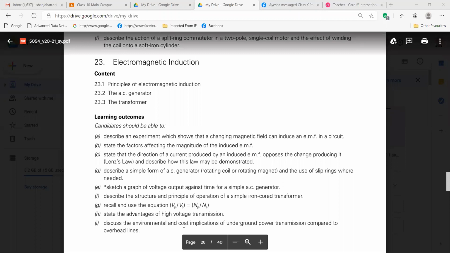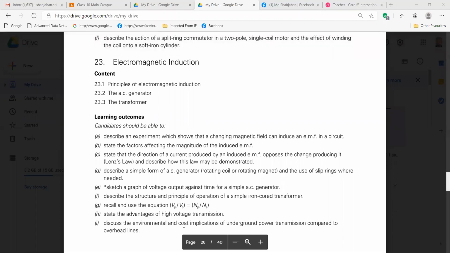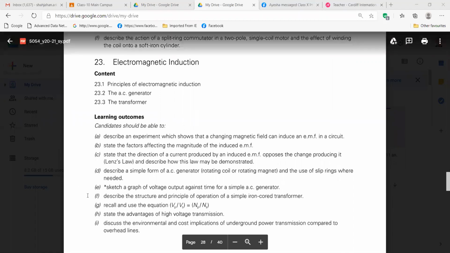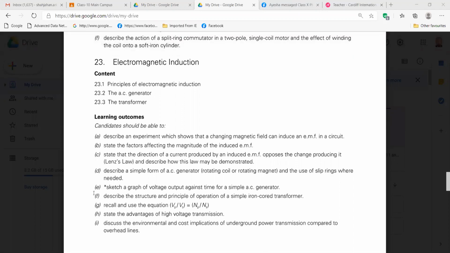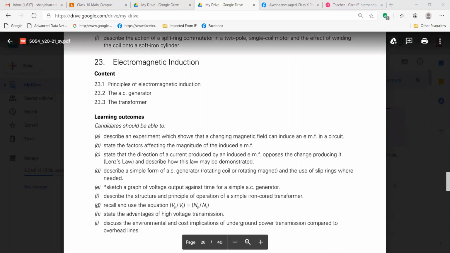Okay. Now we are going to do transformer. From F till E we are done. From F, G, H, then I. Till I we will do today, inshallah. F, G, H are related to transformer.